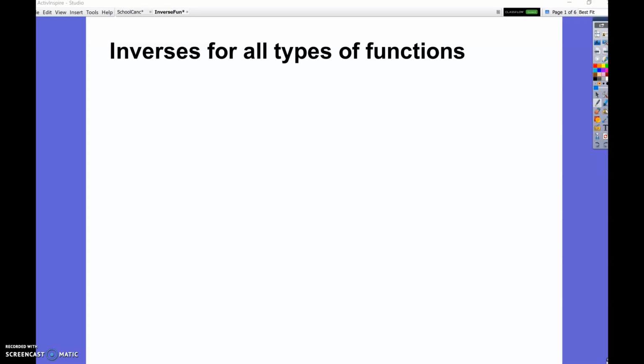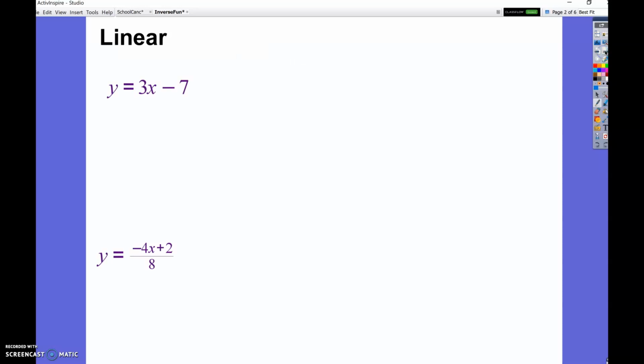Hey guys, wanted to do a video of extra inverse practice of all function types and kind of lead you into what next week's new material will be like at the end. But when it comes to functions, a lot of times we've been thinking about, to find the inverse, reversing the operation in the order and the actual operation itself. So for example, and I'll show you another way that we can do it too.